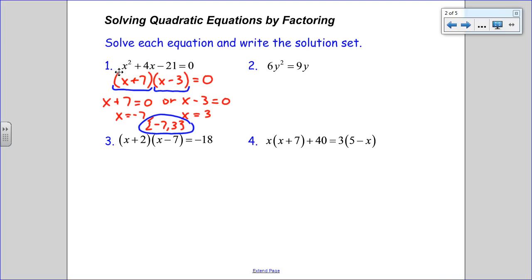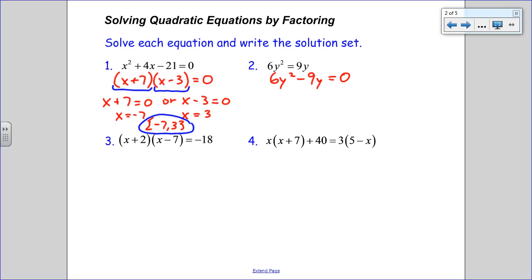Let's go to a second example. Problem 2, 6y squared equals 9y. Avoid the temptation of trying to treat this like a linear equation and try to isolate a variable. We see that y squared, so we know it's a quadratic equation. So we're going to write this equation in the standard form for a quadratic equation. We can do this by subtracting 9y on both sides. Now we have 6y squared minus 9y equals 0.